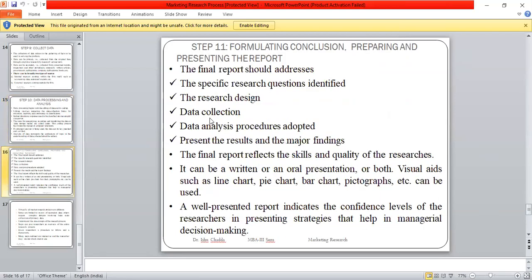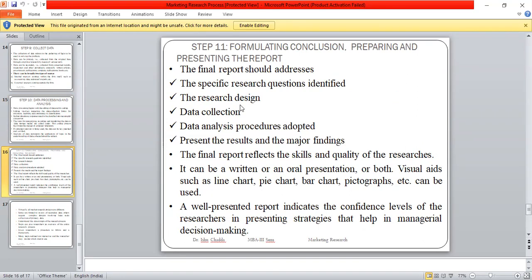Then comes formulating conclusions and preparing and presenting the report. The last step is where you prepare your final report, in which you mention the specific research question you have asked. I want to see how to increase the volume of my particular sales. So I will tell them this is my research question: I want to increase the sales volume of my product, so I asked them certain questions.